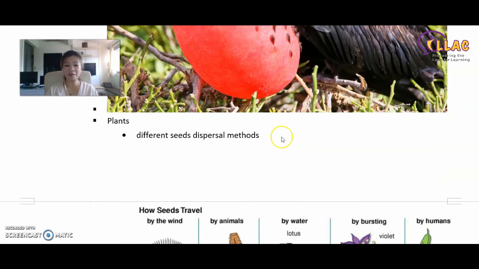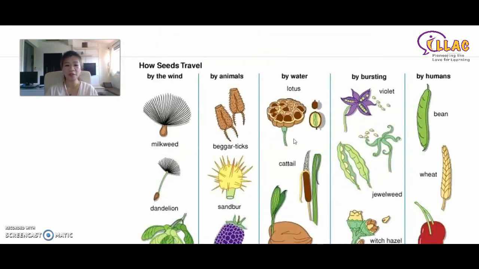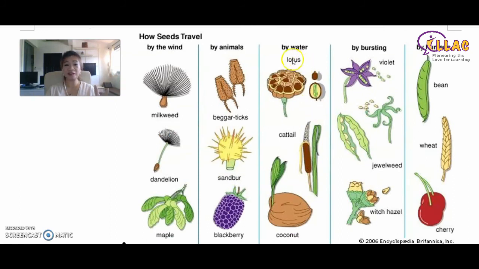Plants, how do they adapt in order to ensure reproduction and successful offspring? They will have different seed dispersal methods. You've learned this in your lower primary. So these are some of the methods that seeds travel: by wind, by animals, by water, by bursting, by humans. You should be quite aware of this already.